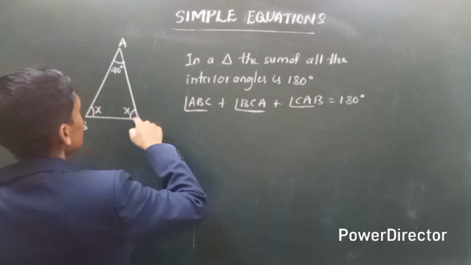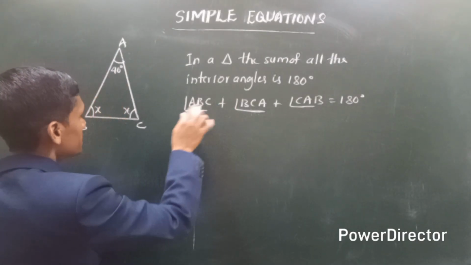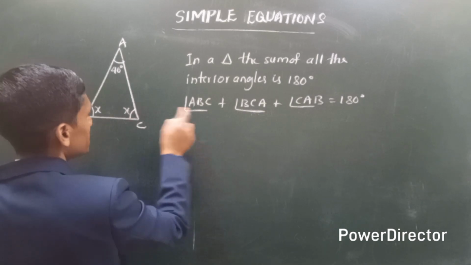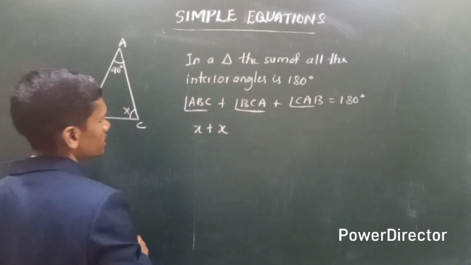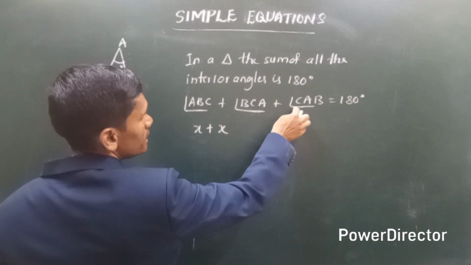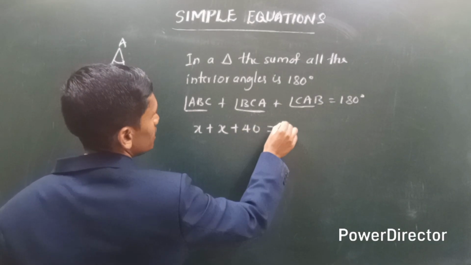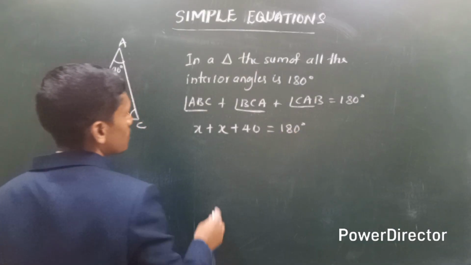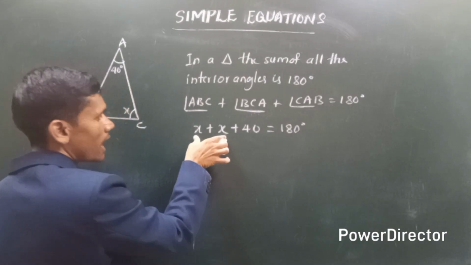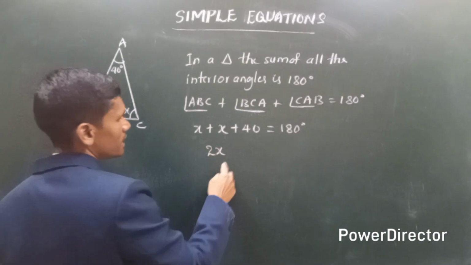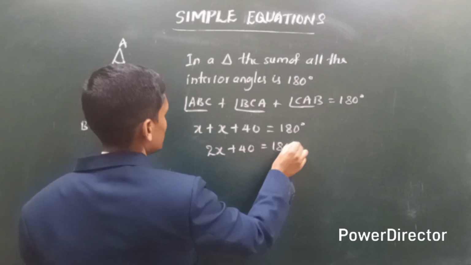Here angle CAB is already given, but these are not given. Both the angles we will take as x and x. So x plus x, and CAB is 40 degrees, and the total is 180 degrees. Now what we'll do: x plus x is 2x. If you add both the x, you get 2 times x, and plus 40 is equal to 180 degrees.